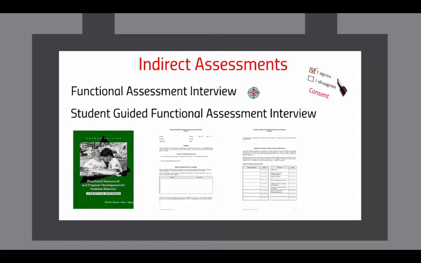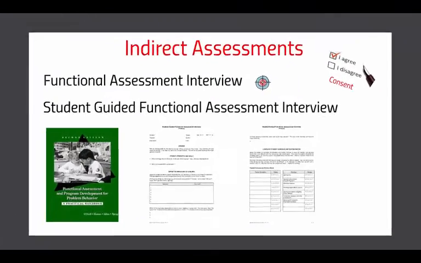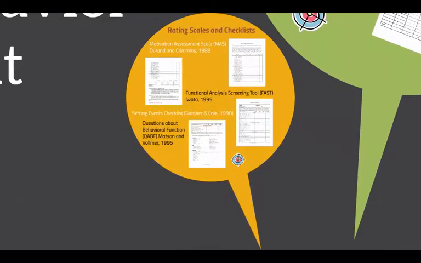These assessment tools are used for students. For example, they can be used to interview a family. They can be used to interview a teacher. There's a variety that are available. That's why I'm going to remind you once again, speak to your board certified behavior analyst to make a determination as to what tool they're using for the purpose of conducting an indirect assessment.